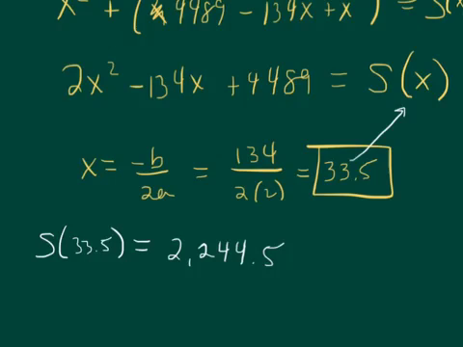So this is the location of the vertex. The vertex would be at 33.5, comma, 2,244.5. That would be the vertex. This is the x value of the vertex. This is the s of x, the y on the graph, but don't consider it y as in what we looked at in the equation before. Okay?